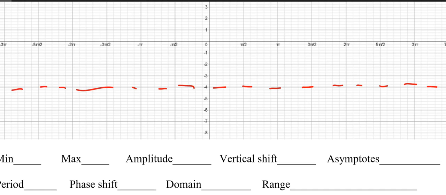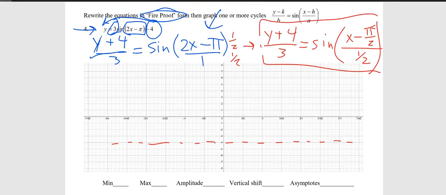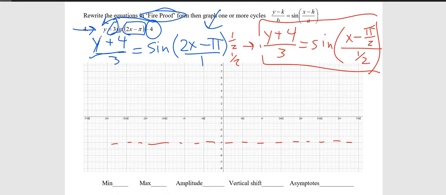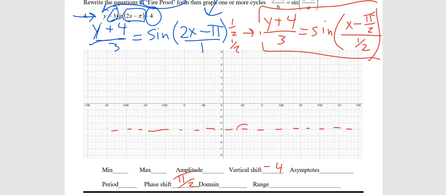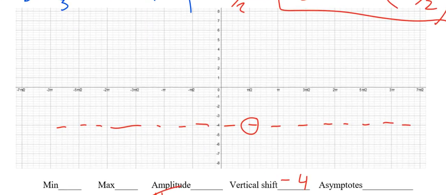Okay, where's HK? Where is HK? Positive pi over 2, right? Because it's x minus. So we've got positive pi over 2. And you guys told me that the vertical shift was negative 4, so I'm going to circle the point, pi over 2, negative 4, and see if you can do the rest. You have the equation in front of you, so graph it.